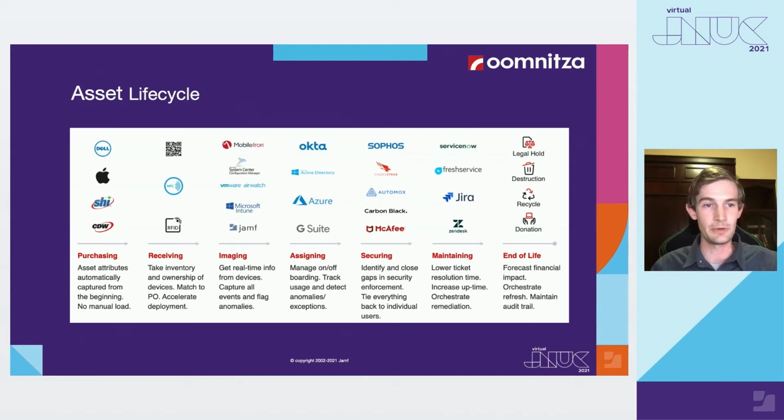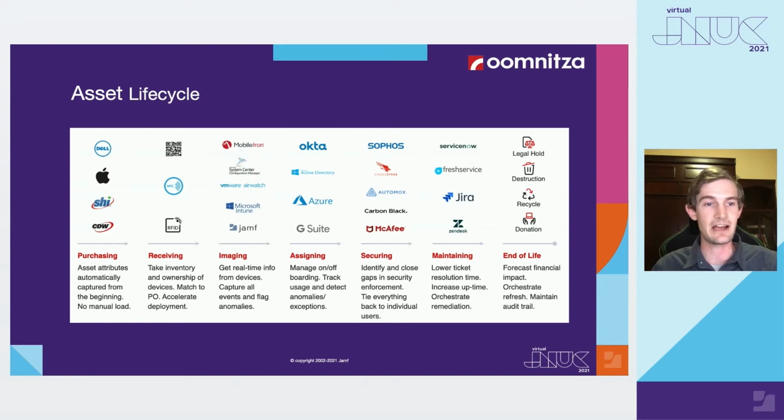Whether you're buying from an OEM or from a reseller like CDW or SHI, already you're getting the PO number, the purchase price, the serial number, where it's getting shipped to. You're getting a lot of information that needs to be tracked, and we can't wait until the device is imaged and online. We need to start tracking it from the beginning.